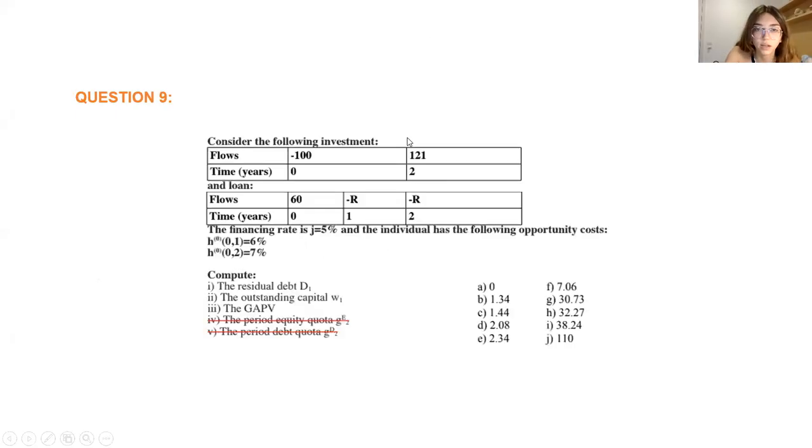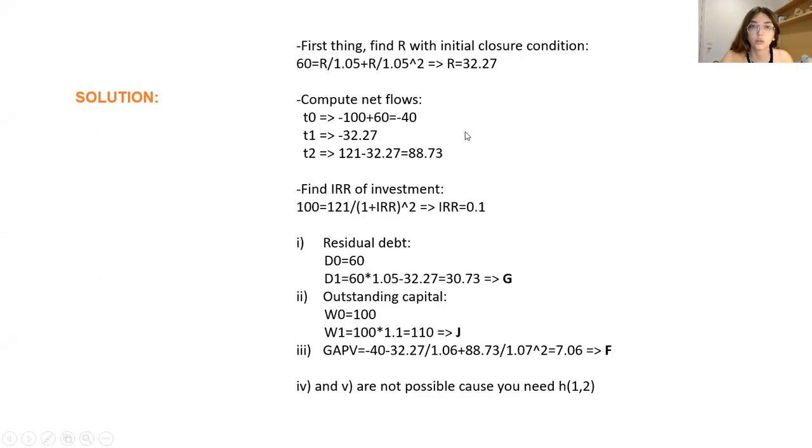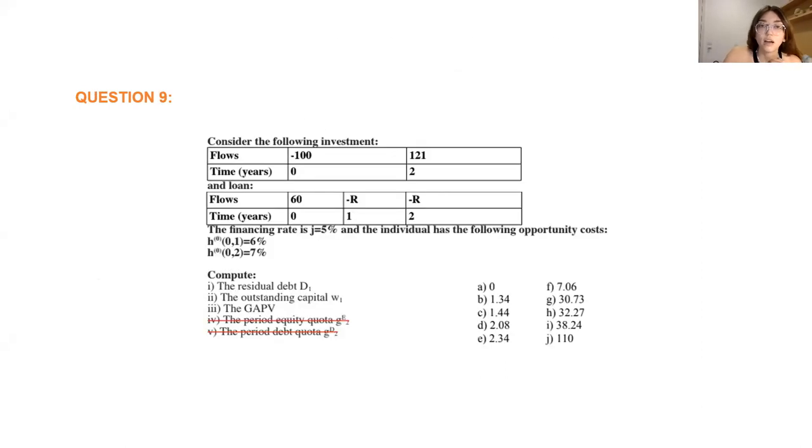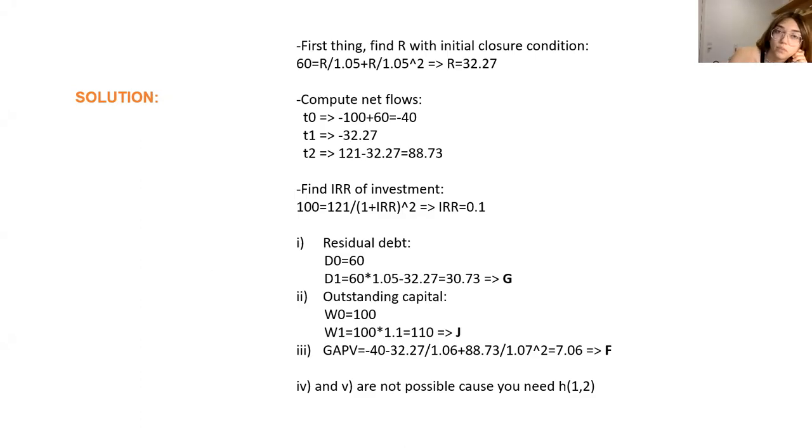So at T1, what is going to happen? You have no flow in your investment, but in your loan, you have minus R that you just computed, so minus 32.27. And then at T2, for your investment, you have an inflow of 121 and you have a net flow of R that you had also computed previously. So you're going to have a net flow of 88.73. Okay, so now you have everything, you have your R, you have your net flows.